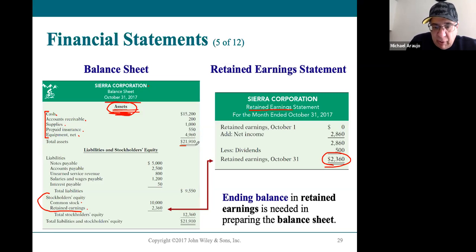Assets are totaled. In this case, for Sierra Corporation, we have $21,910 of assets in total. That's all these assets added together. Well, if you have $21,910 of assets, you're going to need to balance it out on the other side with liabilities and your stockholders' equity accounts.